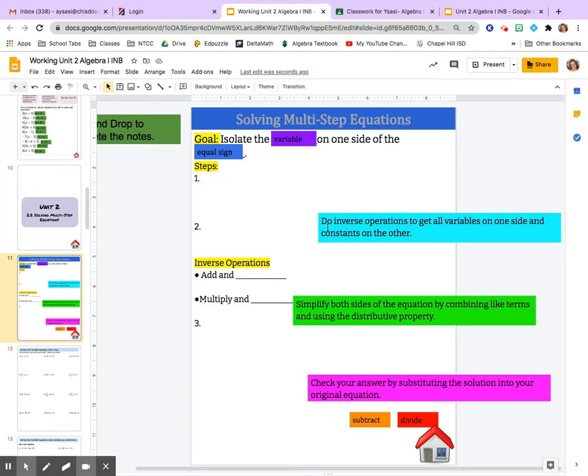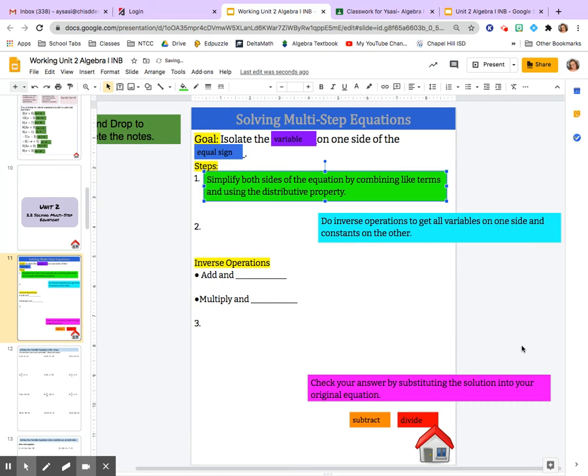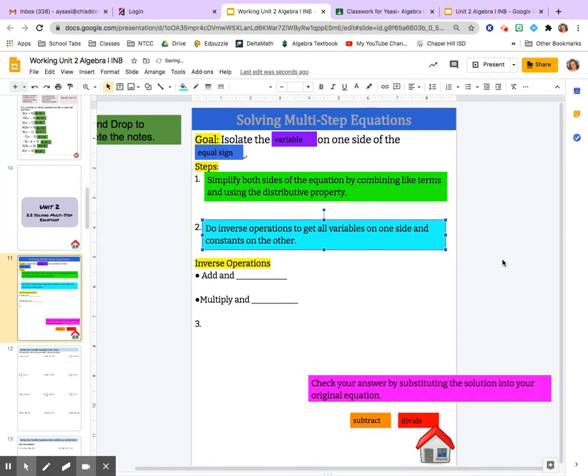First one says do inverse operations to get all the variables on one side. That seems like a little bit later. Simplify both sides by combining like terms and using distributive. Yeah. Check your answer by substituting, no, that'd be our last step. So our first step is to simplify both sides of the equation by combining like terms and using the distributive property. There we go. Once we simplify both sides, then we can do our inverse operations to get all the variables on one side and all the constants on the other.